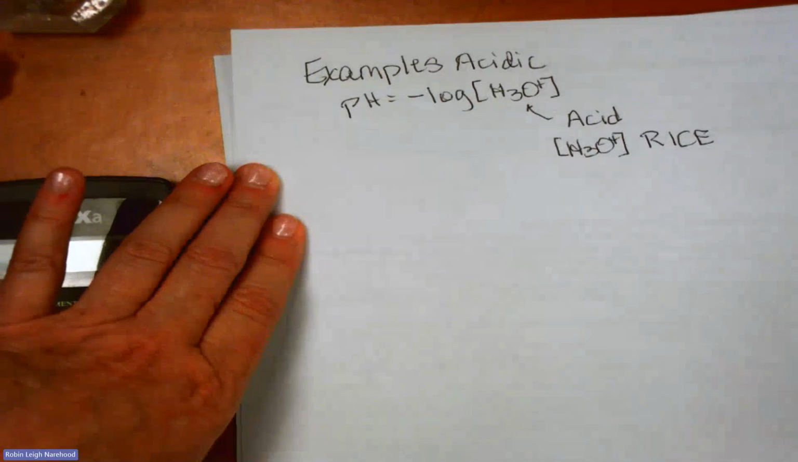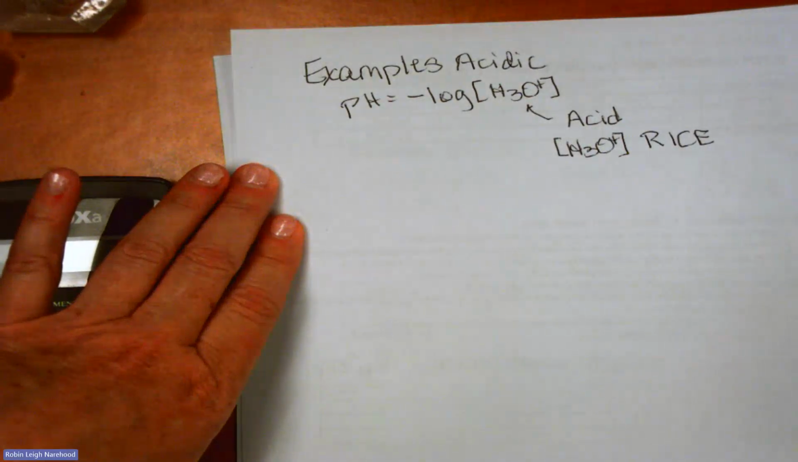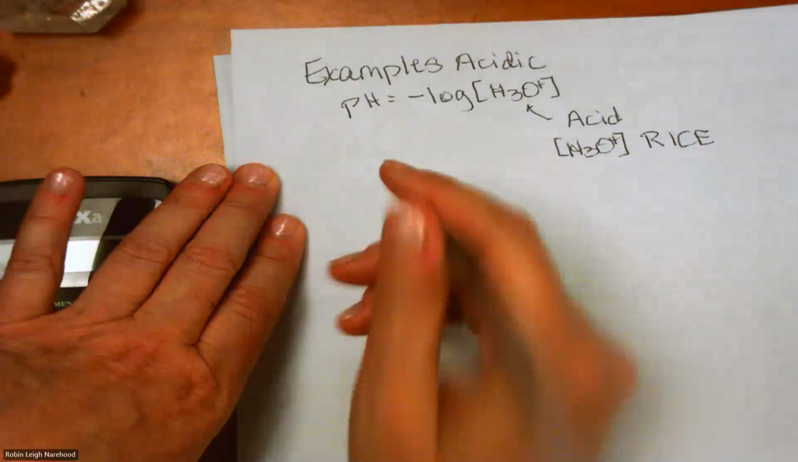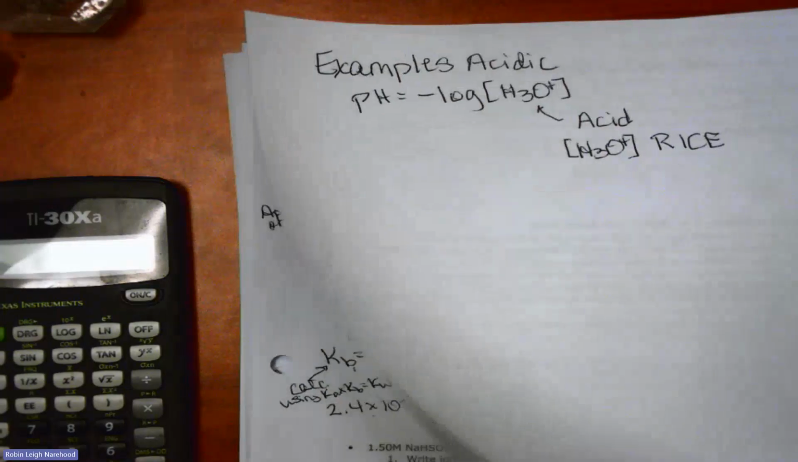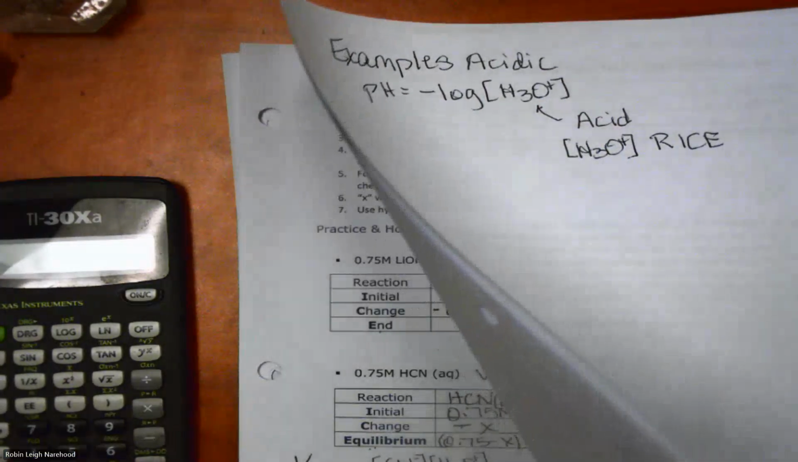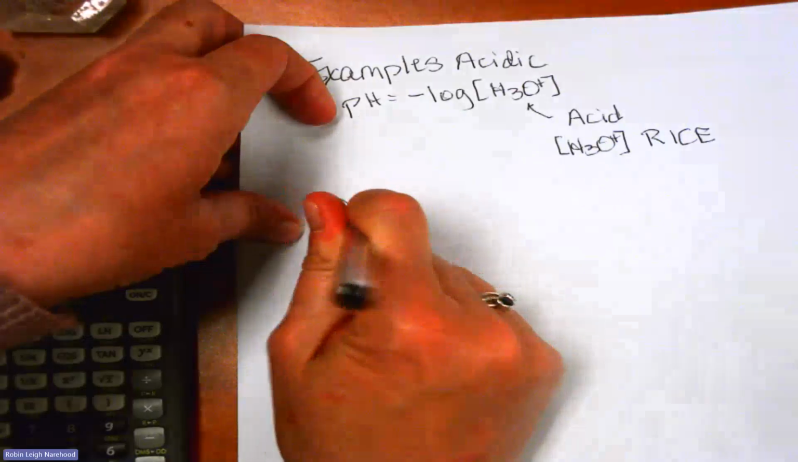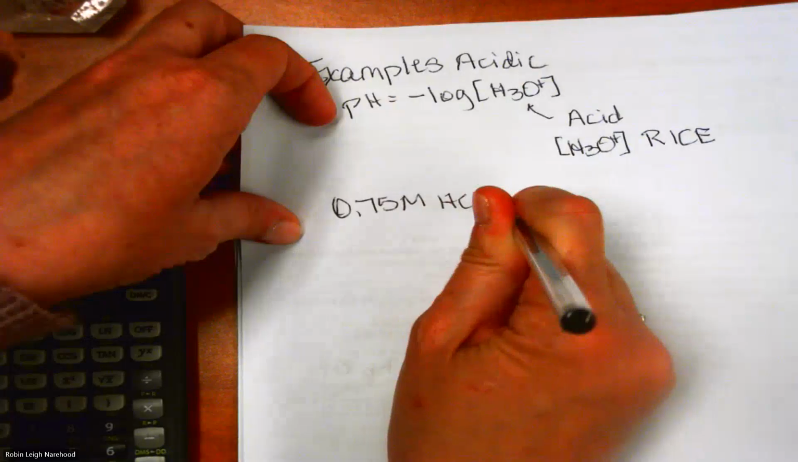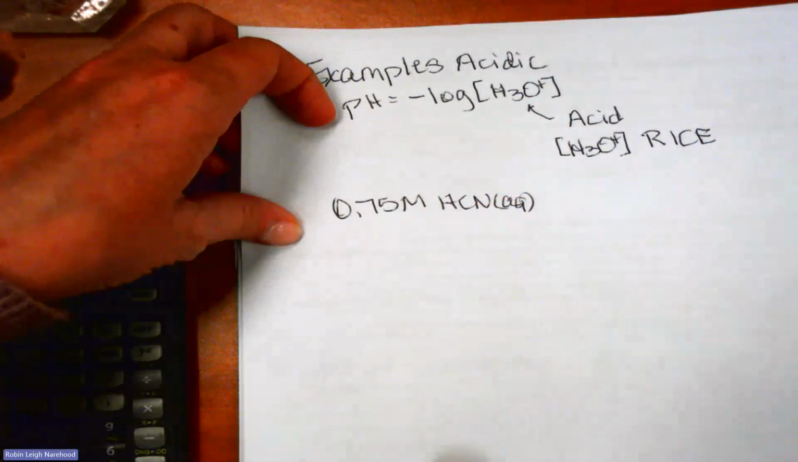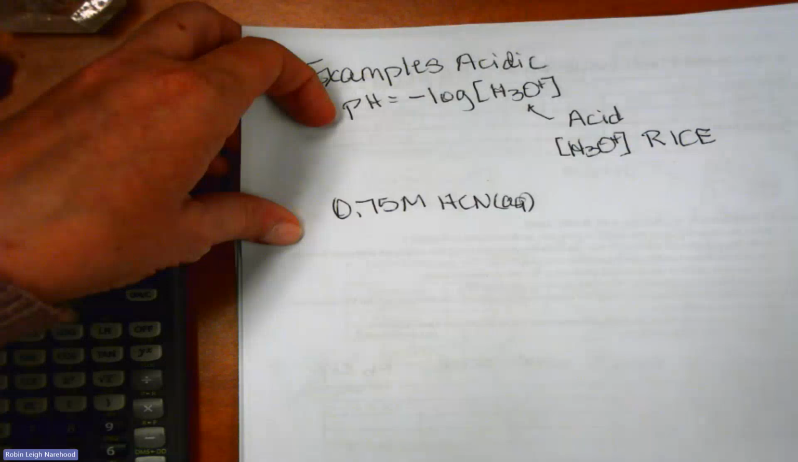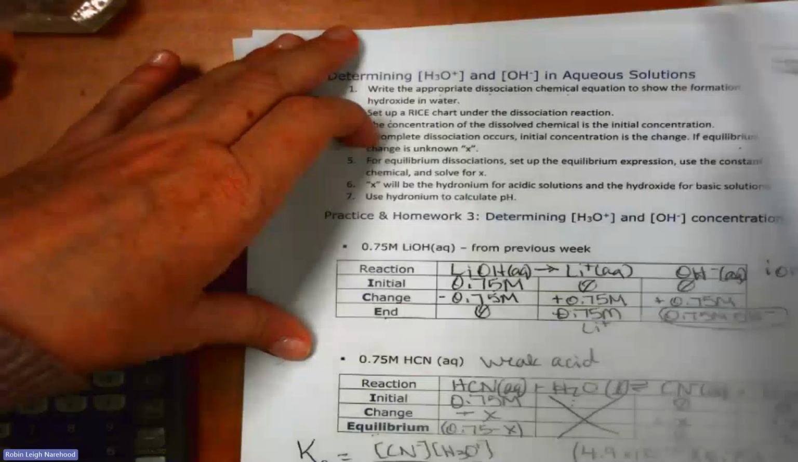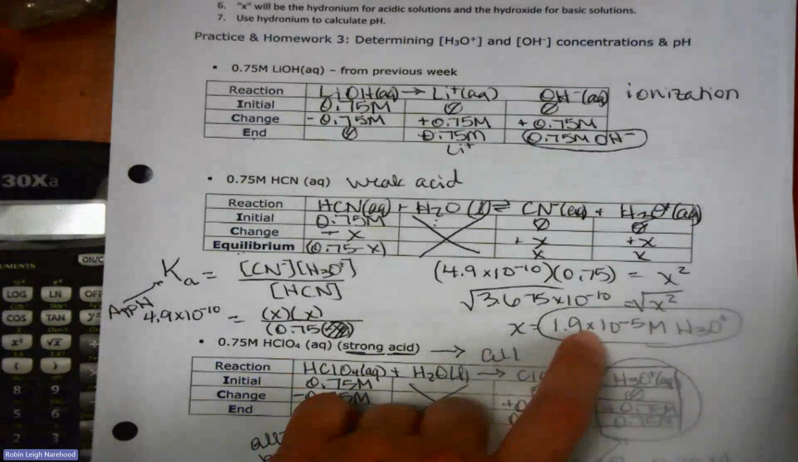And so the first example practice problem was the hydrogen cyanide, the hydrocyanic acid. So I think it was 0.75 molar. Yes. So our 0.75 molar HCN, that is not the hydronium, that is the original dissolved stuff. Only a small amount of those hydrogens transferred. And so from our chart, we figured out by doing all the calculations that our hydronium was 1.9 times 10 to the negative 5.